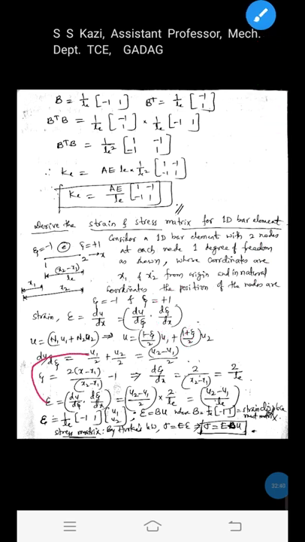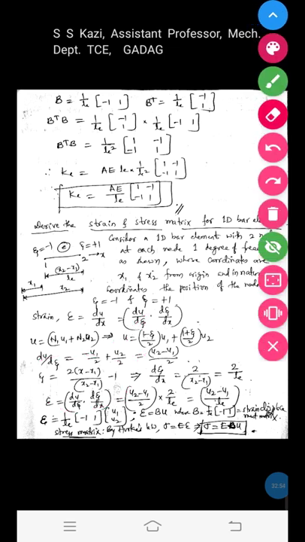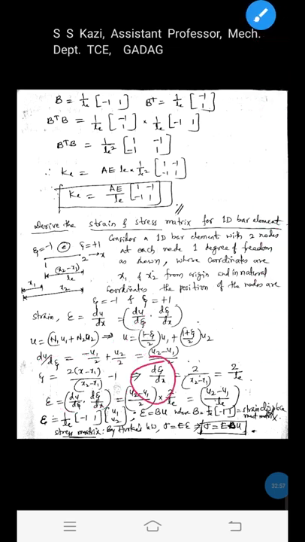We know the relation between natural coordinates and Cartesian coordinates: zeta is equal to 2 into (x minus x1) divided by (x2 minus x1), minus 1. Now differentiate this zeta expression with respect to x. Already we have discussed in the previous derivation, d zeta by dx is equal to 2 divided by x2 minus x1. What is x2 minus x1? That is the length of the element, Le. So 2 divided by x2 minus x1 is equal to 2 by Le.